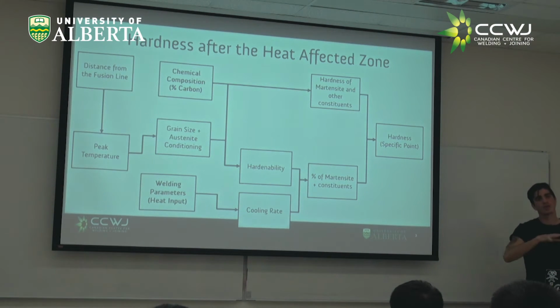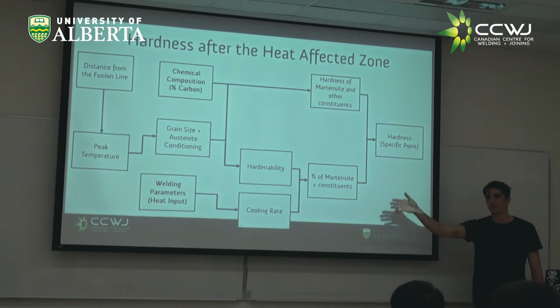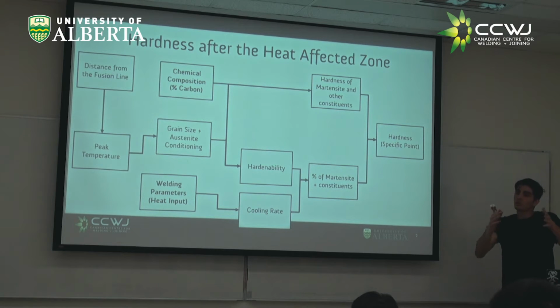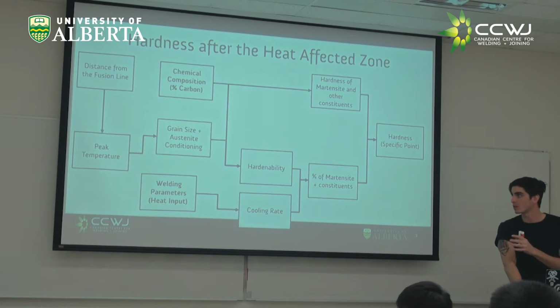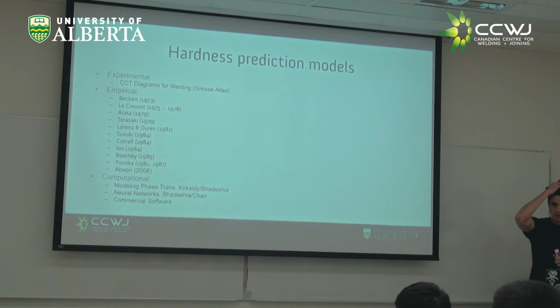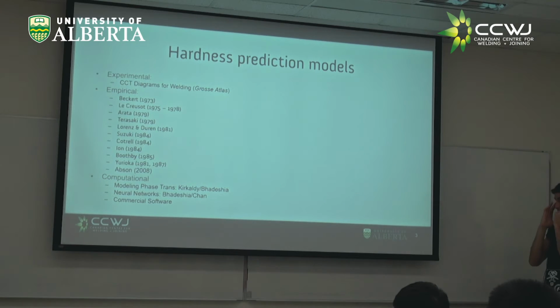Now, most of the models that we are going to learn or deal with assume that we care about the maximum hardness. So they assume that, okay, my peak temperature is 1400 Celsius, never mind, and that's it. And then you can use those models for points in the heat affected zone that are not the maximum peak temperature, right? But again, the hardness depends on the peak temperature, and that will depend on where you are in the heat affected zone, okay?